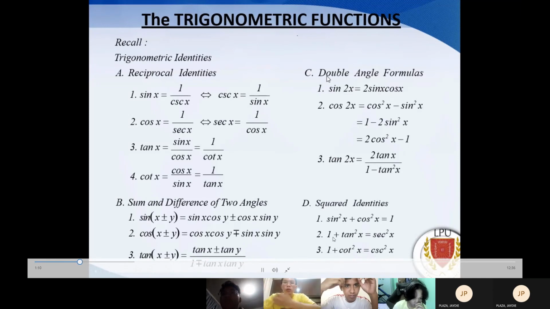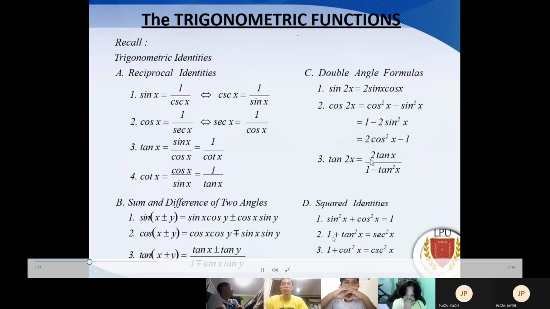Letter C would be for the double angle formula. We have sine 2x. The equivalent is 2 sine x cosine x. We also have cosine 2x, which we have 1, 2, and 3 identities which we can use. And tangent 2x would be 2 tangent x all over 1 minus tangent squared x. And we also have squared identities wherein we have sine squared x plus cosine squared x is equal to 1, as well as 1 plus tangent squared x equal to secant squared x. And number 3 is 1 plus cotangent squared x equal to cosecant squared x.